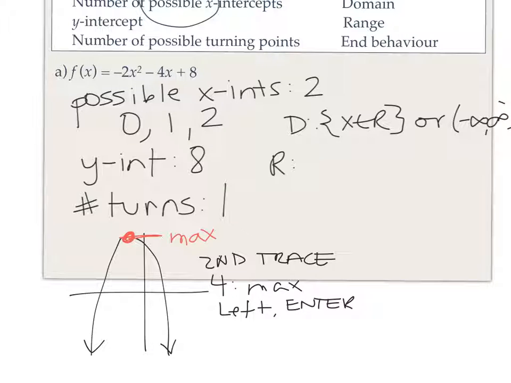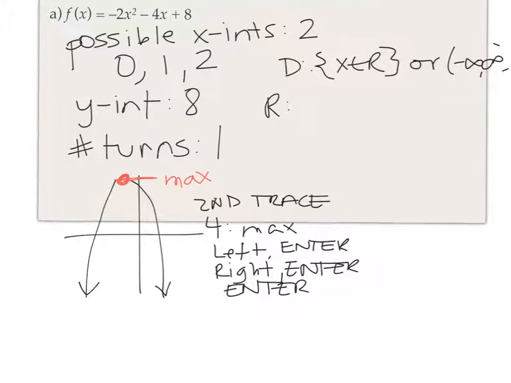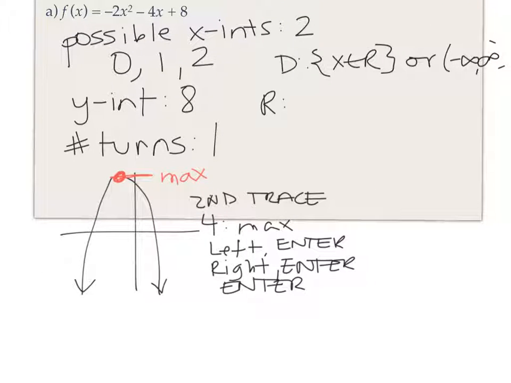Then it says right bound. And you have to go to the right of the maximum and press enter. And then you have to press enter one more time. So it's quite a number of steps. Okay, so I go over to the right. I press enter one more time, and what do you get?